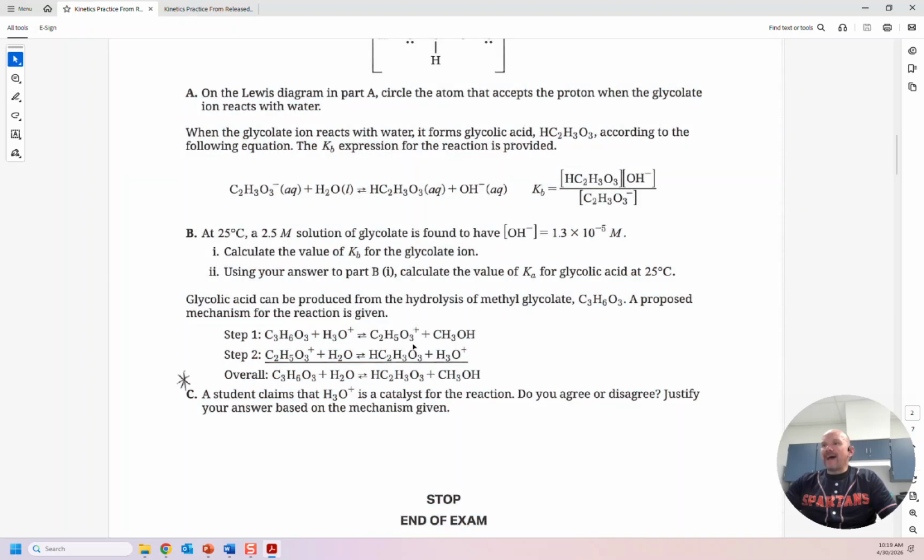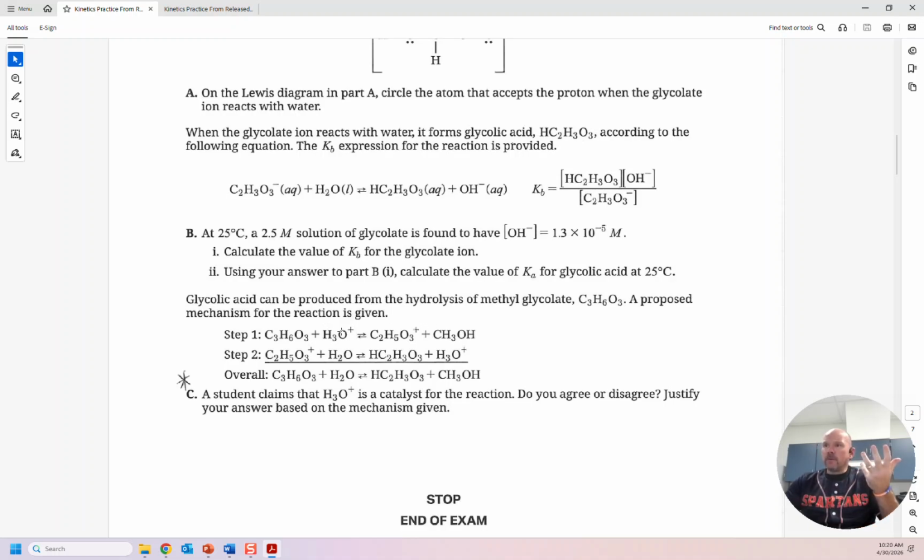They don't tell me how fast each step is, so I don't know which one is the rate determining step. Maybe I have to answer a question about that. But right, so I don't know which one is the faster step or which one's the slowest step. I don't know which one's the rate determining step, so I might not be able to figure out what the actual rate equation is for this reaction.